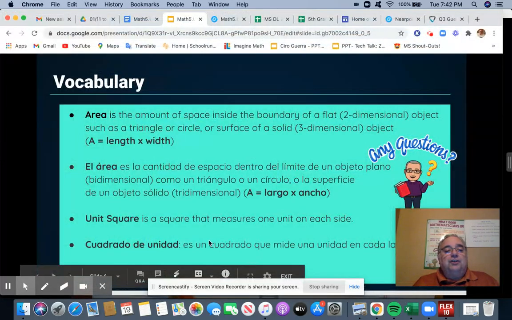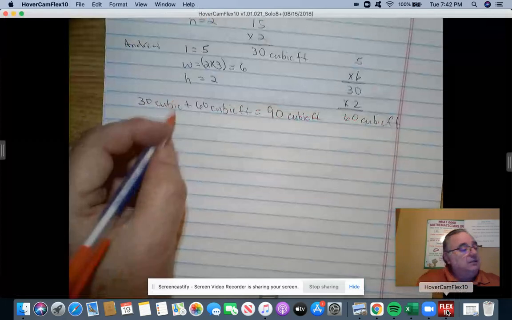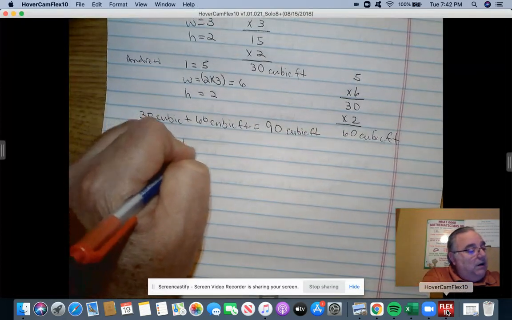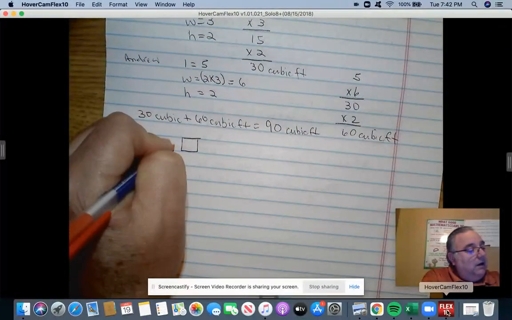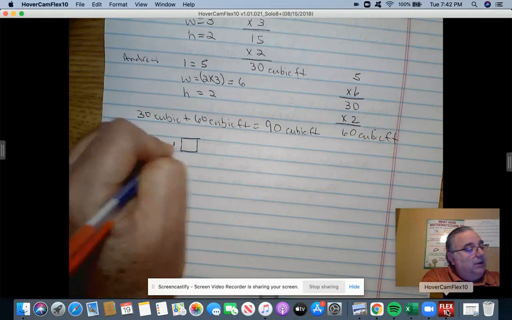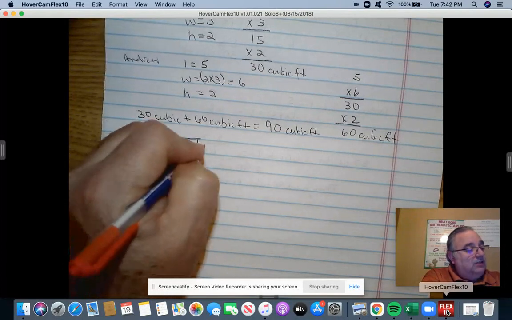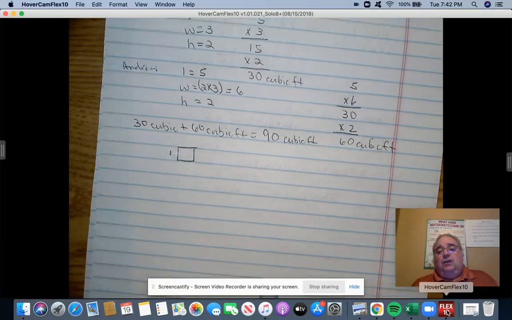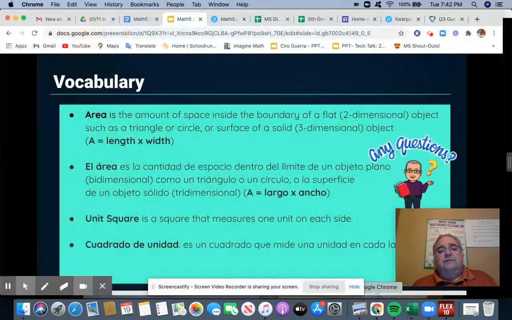And then a unit square. A unit square is something that measures 1 unit on each side. So that would look very similar to this. 1. And we know that if this is 1, all sides are going to be 1. So it's a unit square.